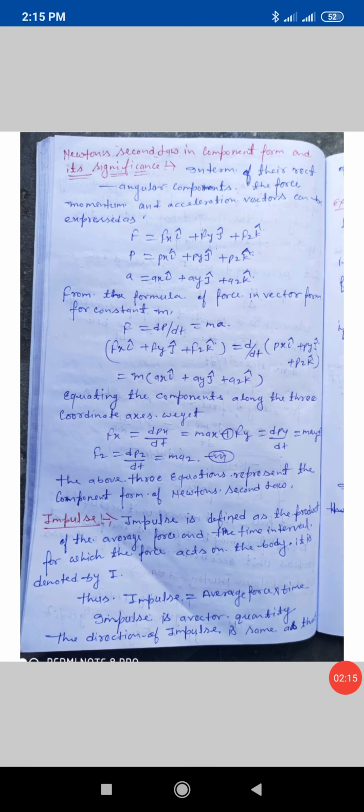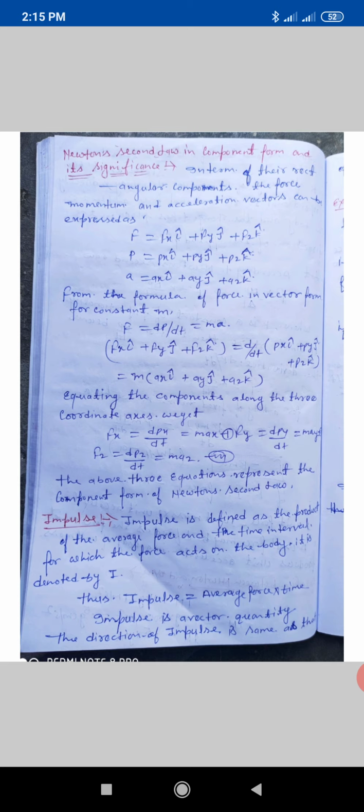Newton's second law in component form and its significance. In terms of their rectangular components, the force, momentum and acceleration vectors can be expressed as: force F equals Fx i cap plus Fy j cap plus Fz k cap, momentum P equals Px i cap plus Py j cap plus Pz k cap, and acceleration A equals Ax i cap plus Ay j cap plus Az k cap in component form.